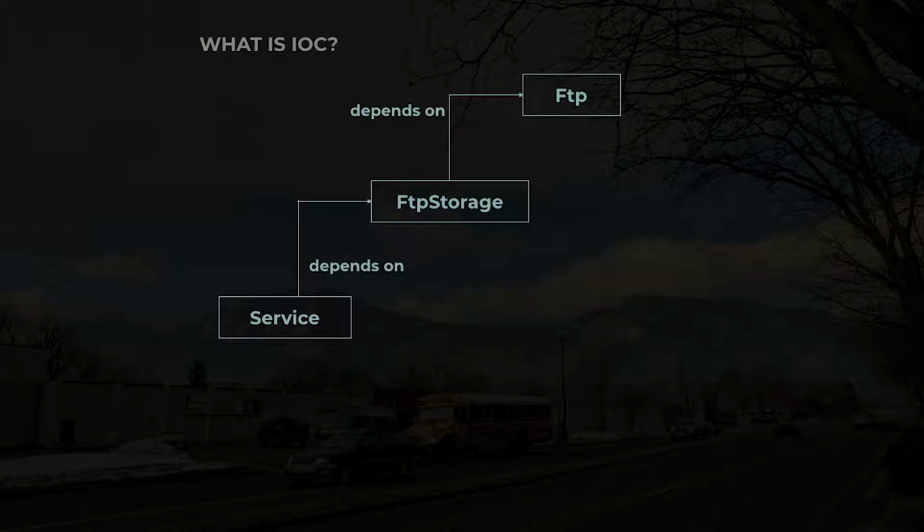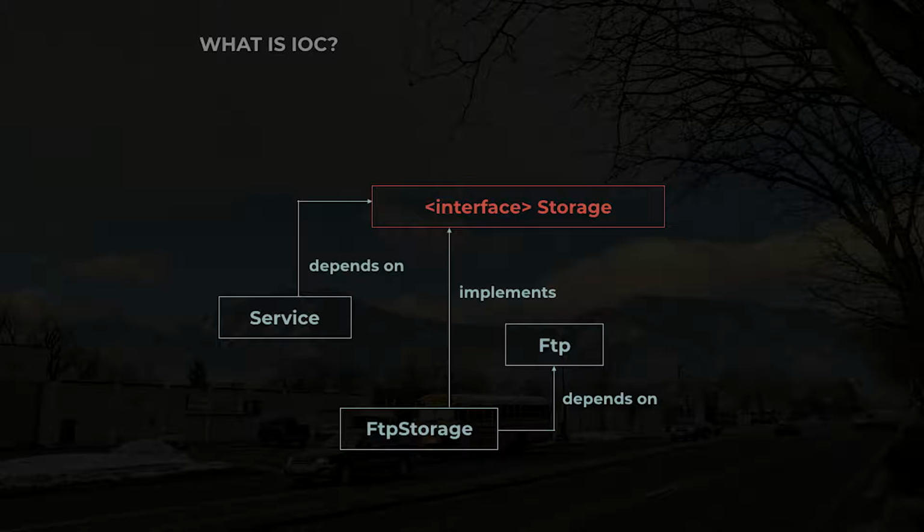Previously we had this dependency graph. We had the service, which depends on a low level, but it's higher in the graph, which is kind of weird. It depends on the low-level FTP storage, which depends on the even lower level FTP class. Instead, we refactored this and made the dependency graph look like this. The service class depends on a high-level storage interface, and we have some super low-level FTP storage class, which implements this storage interface. Notice that all arrows are pointing upwards, so that's good.